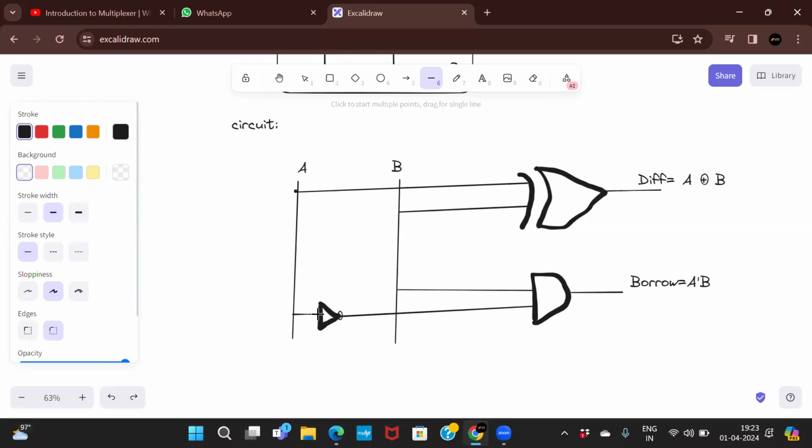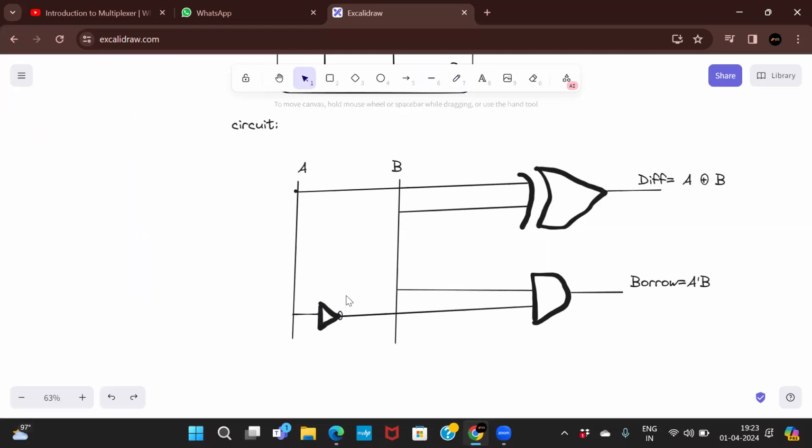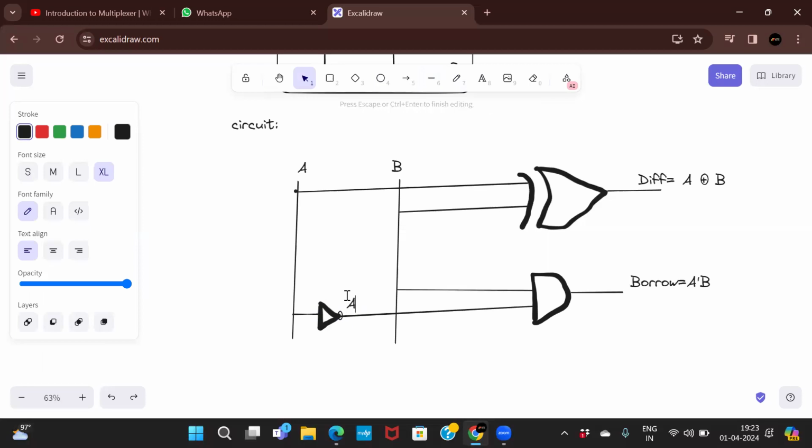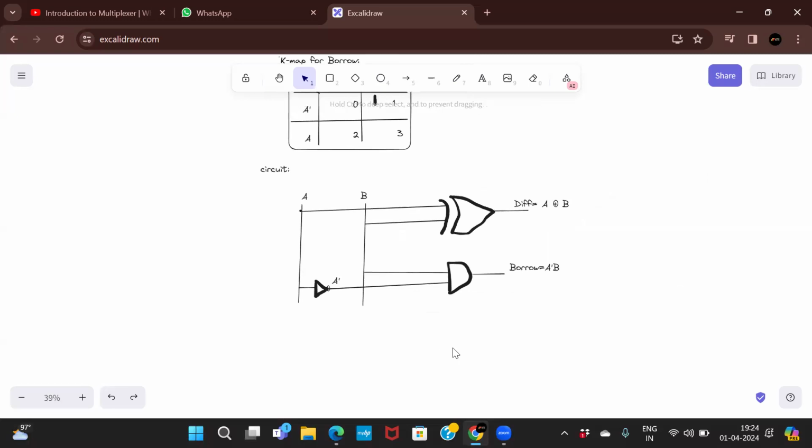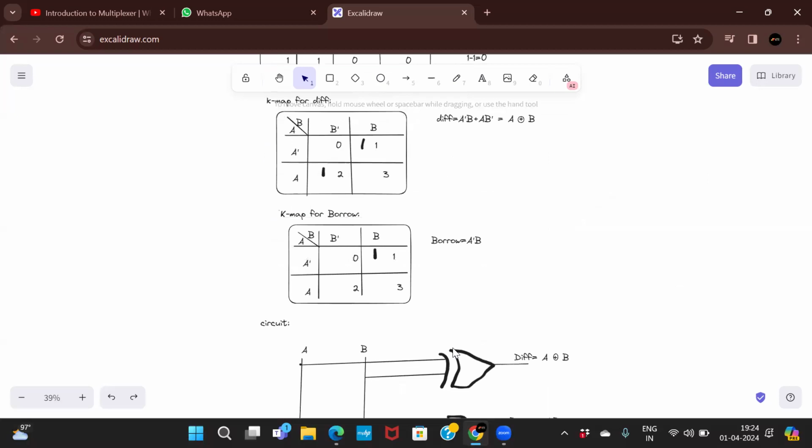Now is it correct? Now what will be the output of this? This is the A bar and B, A bar B. Now it looks perfect. Yes, sir. So this is the circuit for the half subtractor.